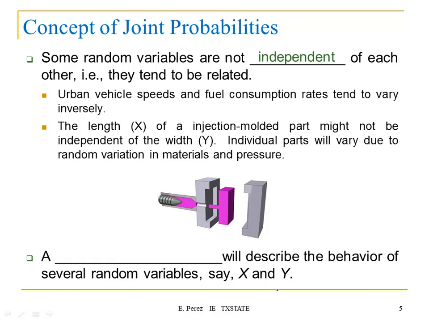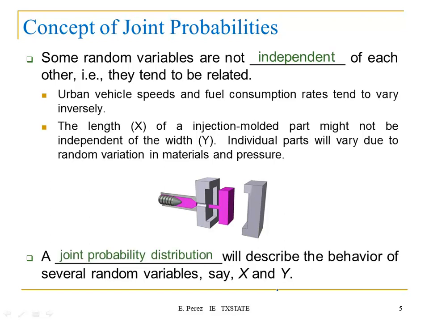Also, this is an example that I'm trying to present here because there was a question in class about what is an injection molding. So this is an example that relates to that. The length of the injection mold part might not be independent of the width. When I refer to injection molding, it is a manufacturing process in which you're trying to create a part using a mold. Okay, so you have this equipment that basically injects the material, and you're trying to give that form based on the mold. Okay, so the length and the width of the part may vary depending on each other.